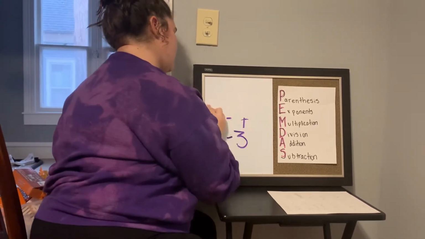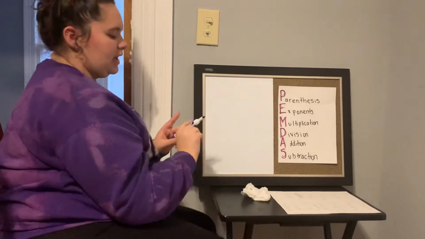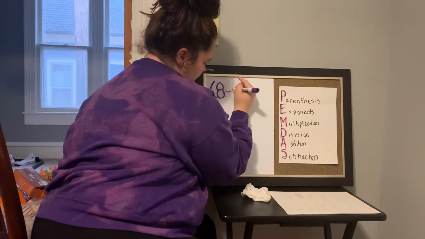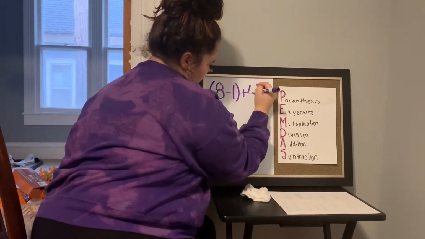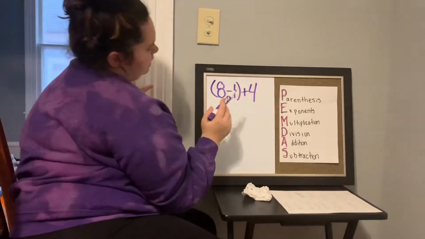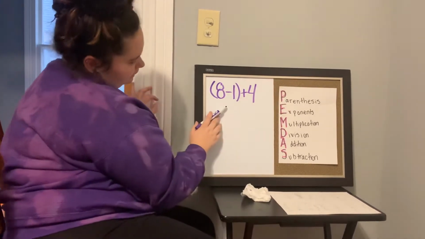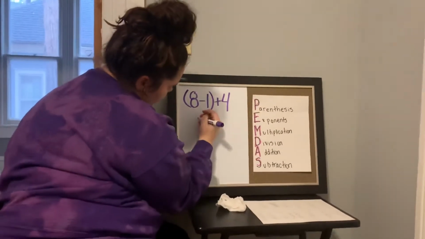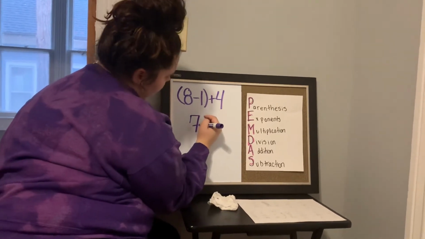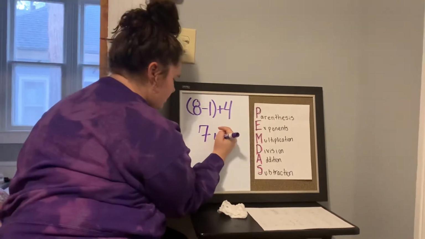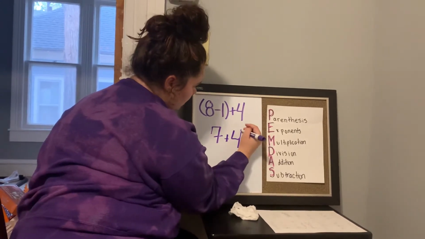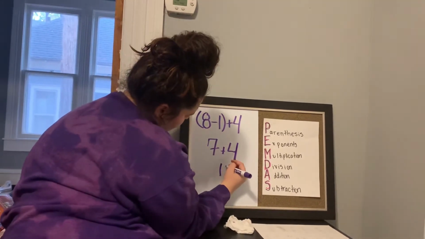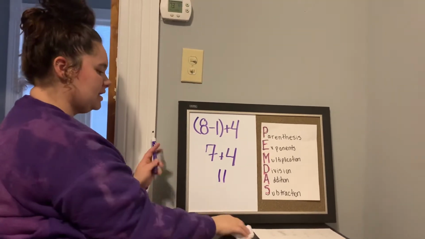Okay, so now we're going to get a little bit more complicated with some parentheses. So we have 8 minus 1 plus 4. Okay. So we do have parentheses, right, which is the first thing we always check for. So we're going to do that very first. So we have 8 minus 1, which is 7. We're going to bring this down. So we have 7 plus 4. So now we do our addition. And 7 plus 4 is 11. So there is the answer for that one.